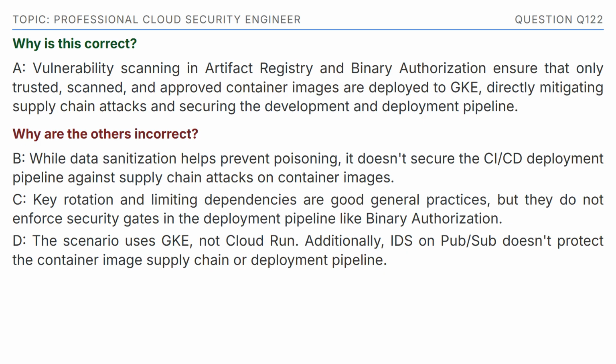B. While data sanitization helps prevent poisoning, it doesn't secure the CI/CD deployment pipeline against supply chain attacks on container images. C. Key rotation and limiting dependencies are good general practices, but they do not enforce security gates in the deployment pipeline like binary authorization. D. The scenario uses GKE, not Cloud Run. Additionally, IDS on Pub/Sub doesn't protect the container image supply chain or deployment pipeline.